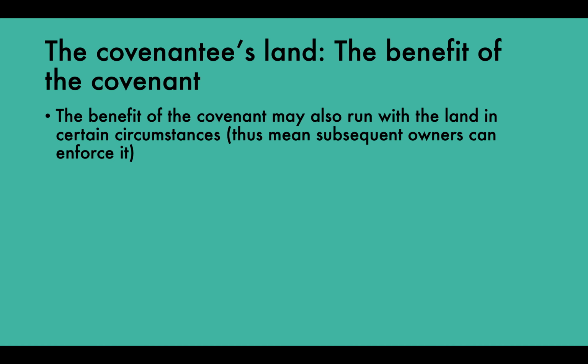The second attribute: the covenantee has the benefit of the covenant. He has the right to sue for the performance of the covenant, and the benefit of the covenant may also run with the land in certain circumstances. Thus, this means that subsequent owners can enforce it.